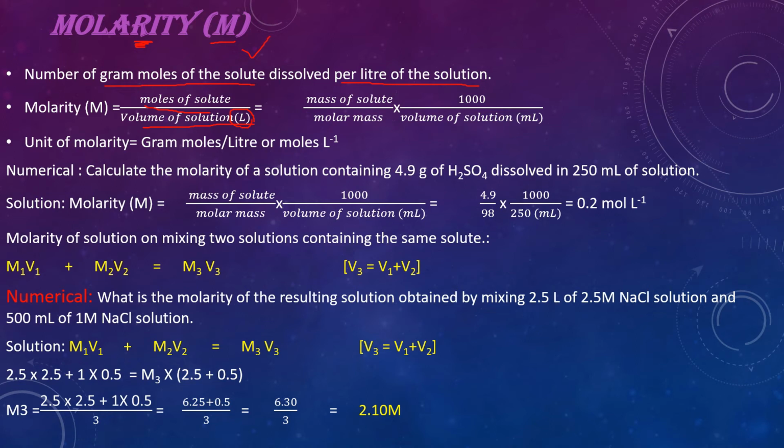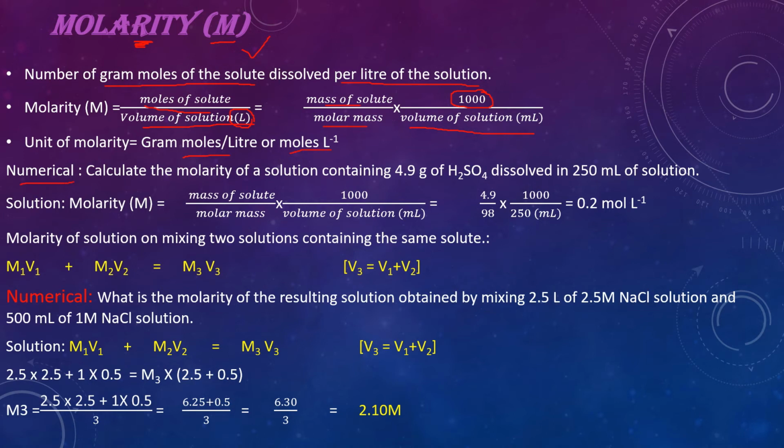Now normally what happens is that the volume of the solution is given to you in milliliters, and instead of moles you are given the mass of solute. So in this case, what formula will you apply? Mass of solute divided by molar mass of the solute into 1 upon volume of solution in ml, because it is in ml, so to convert it into liter we divide by 1000. So this is the formula of molarity. Now what is the unit of molarity? Moles per liter or moles liter inverse is the unit for molarity.